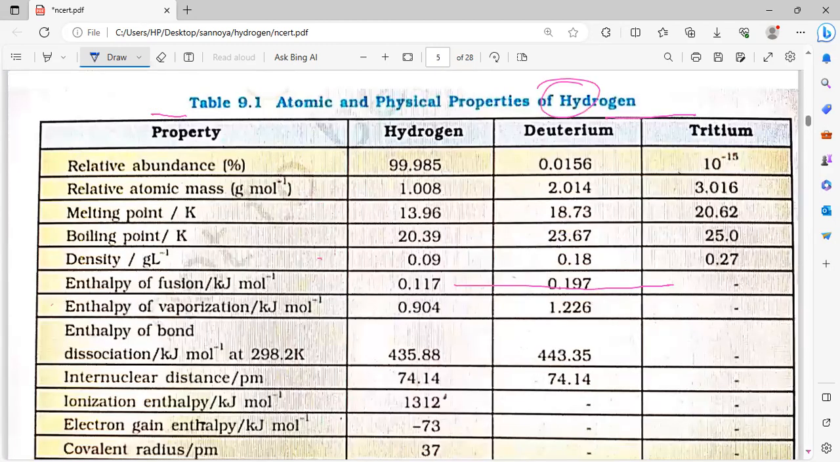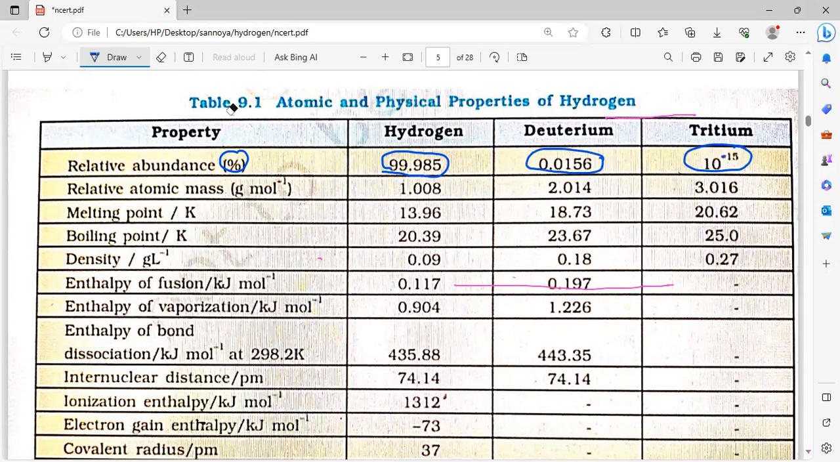Next one, let us try to see. Hydrogen has some characteristics. What are the characteristics? Here you can find out. So the first point, see, percentage abundance. Hydrogen is 99.9%. Okay, 99.9% means it is almost 100%. Deuterium is 2 less percent. And tritium is 10 power minus 5 percent, which means almost negligible. Okay.